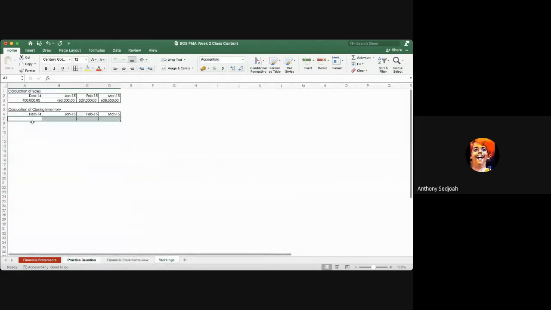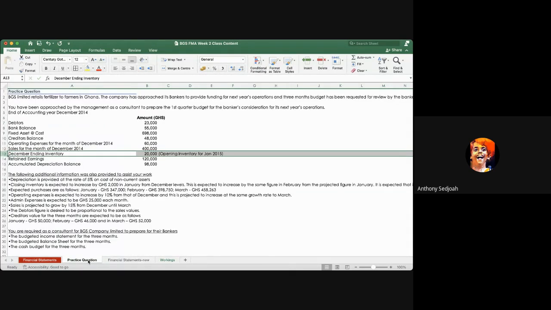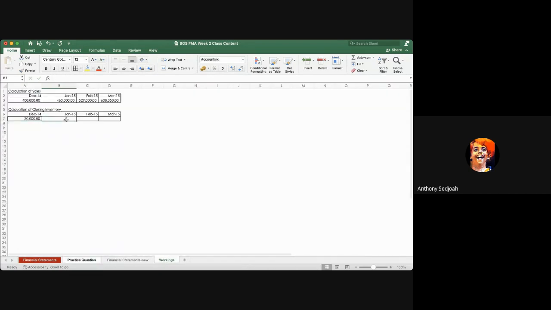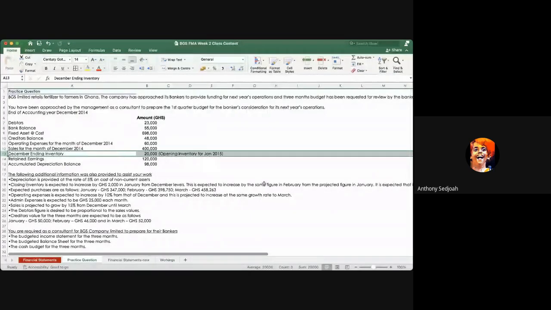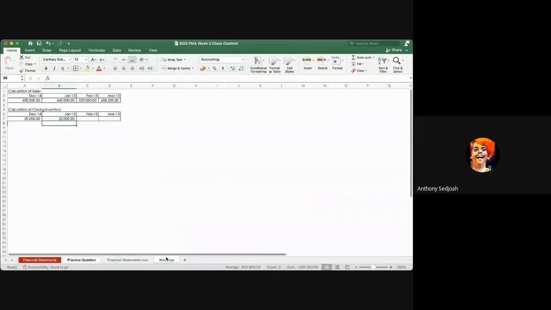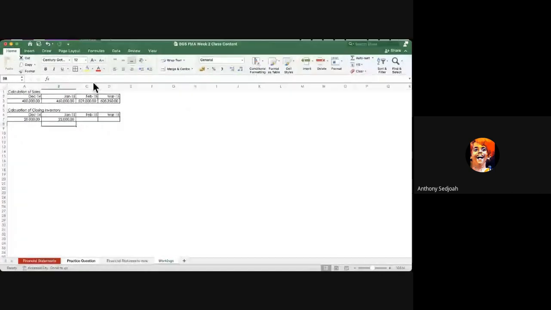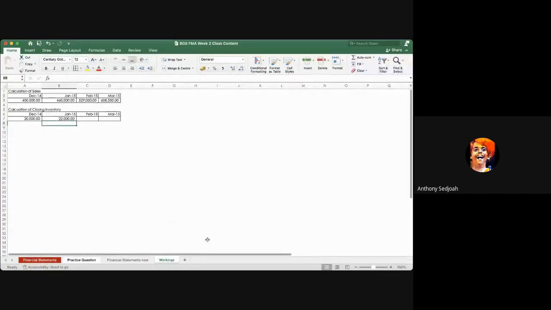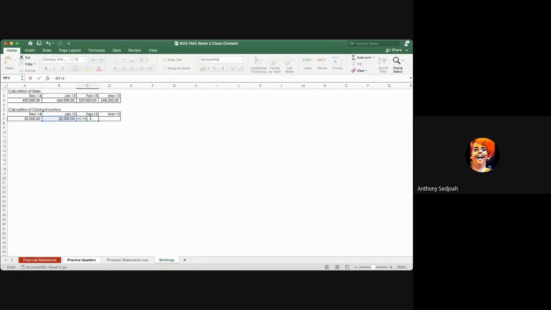Now let's see what the question says. Closing inventory is expected to increase by 2,000 in January. So it's going to be this plus 2,000. That gives us 22,000. And then this is expected to increase by the same figure in February. So in February it will increase by 2,000 from January's amount.